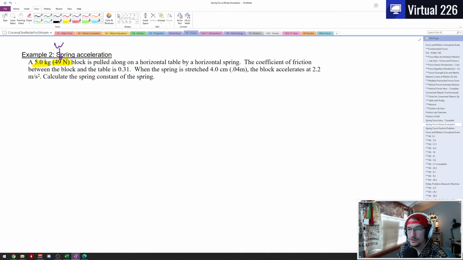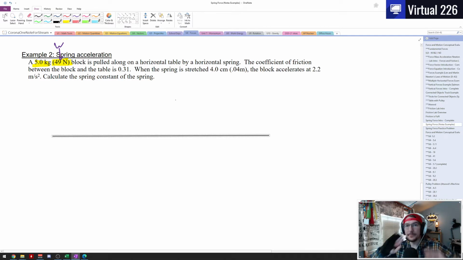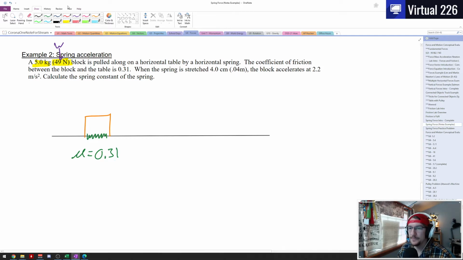So here, let's draw ourselves a little table because we don't have a picture in this one. So we got to use our imagination. So it's pulled along a table by a horizontal spring, and the table has a coefficient of friction between the block and the table. So there's some friction under here. I like to draw my friction as squiggles up and down, just what I've always done. And we know that coefficient of friction, that value mu, is equal to 0.31. And remember, that's like newtons per newton, so it's kind of unitless.